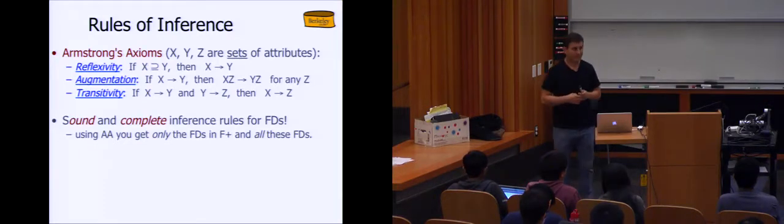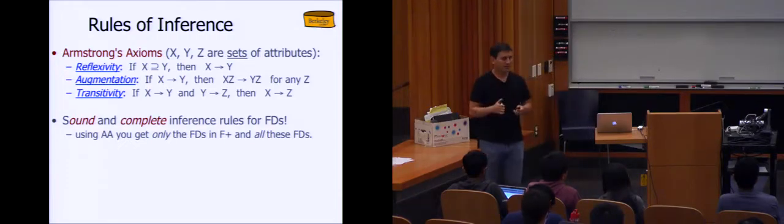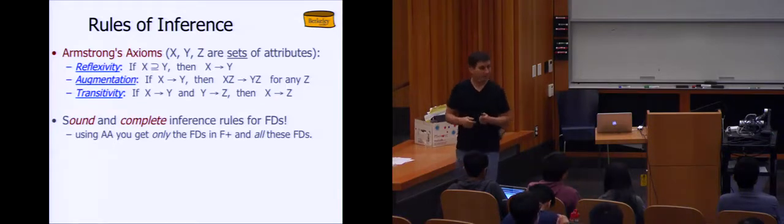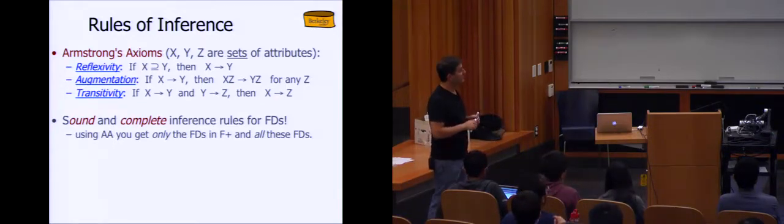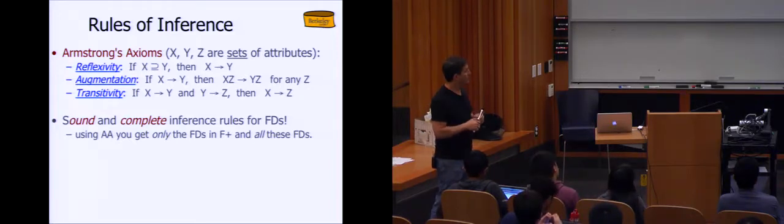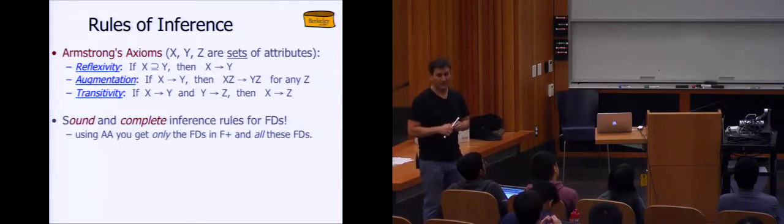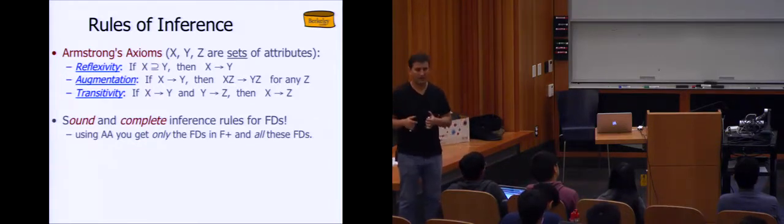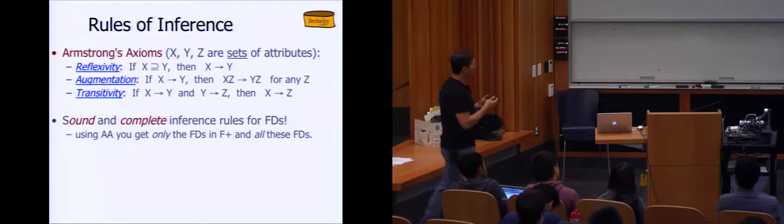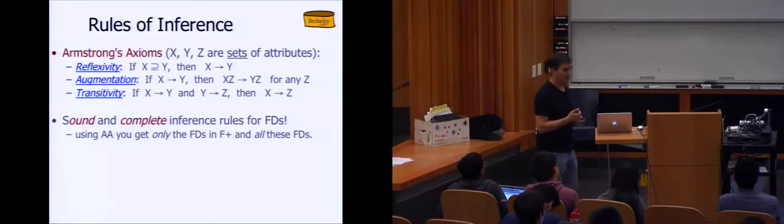Anybody concerned about any of these, that they don't make sense? Yeah? What does X, Z, and Y mean? X, Y, and Z are all sets of attributes in a table. Oh, it's just the union of them. XZ is all the things in X, union all the things in Z. Thank you for asking that clarifying question. Those are sets, and when we concatenate them, we mean union. Good.